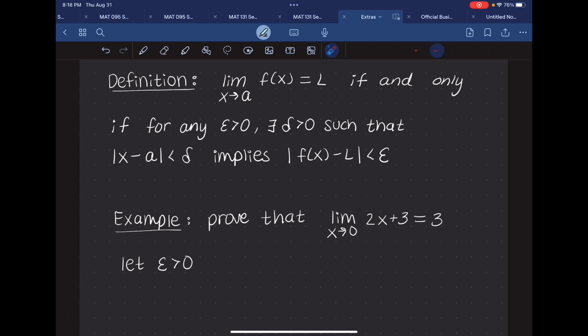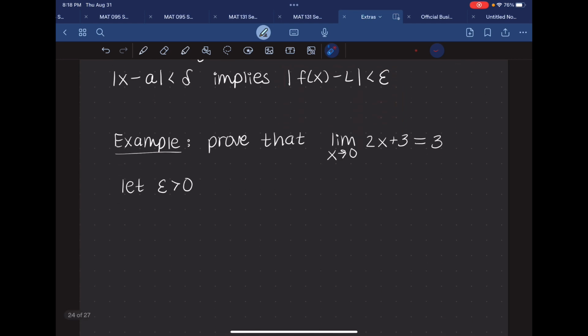So what I'm doing now is I'm searching for this delta such that when the absolute value of x minus a, or in this case x minus 0, is less than delta, then we automatically get that the absolute value of f of x minus L is less than epsilon. So let's look at this guy. Let's see what's going on here.